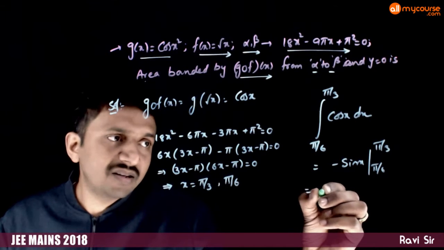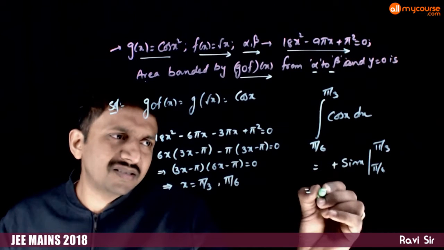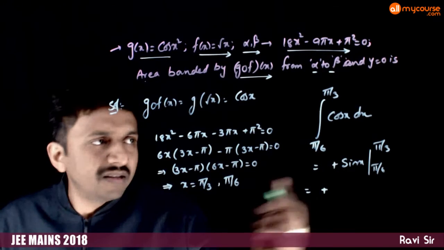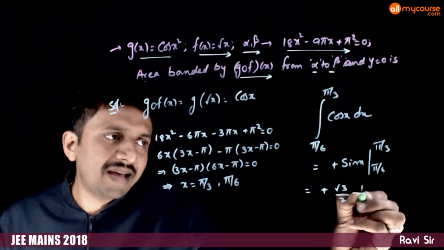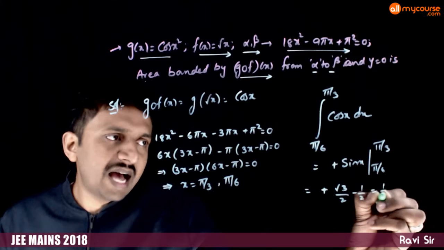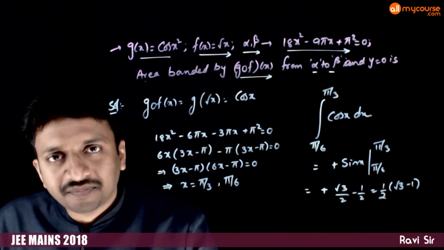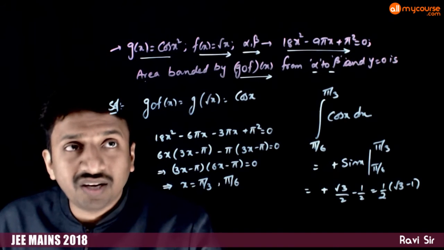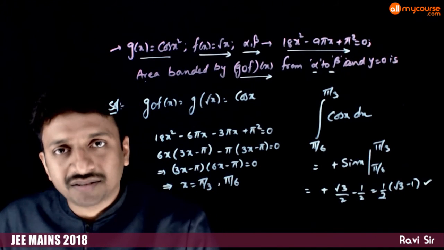So cos x integration is plus sin x, sorry. So sin π by 3 is root 3 by 2 minus 1 by 2. It's half of (root 3 minus 1) is the answer. Half of (root 3 minus 1). So this will be the required answer to this question.